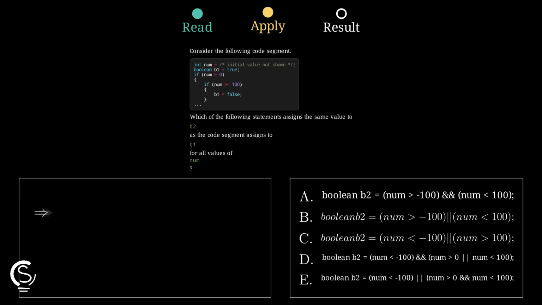When num is 0 or negative, we enter the else block. Here, B1 becomes false if num is at least negative 100. This covers a specific range of values.